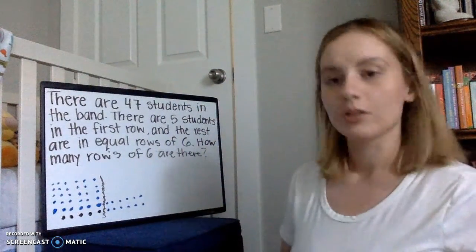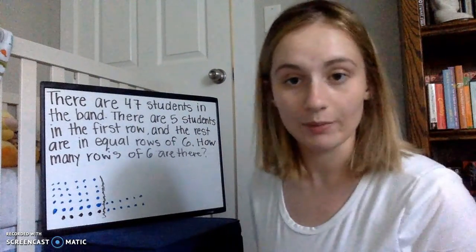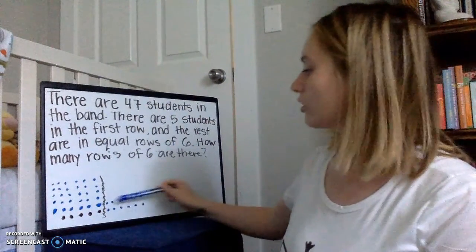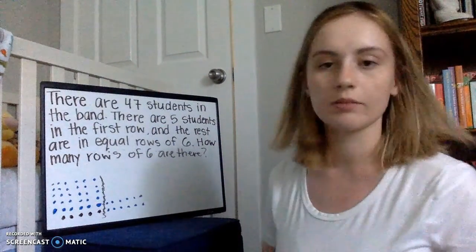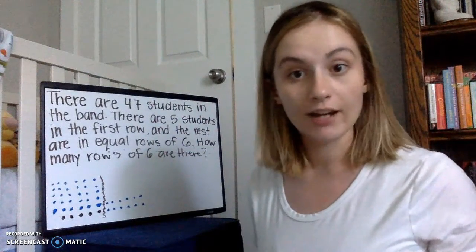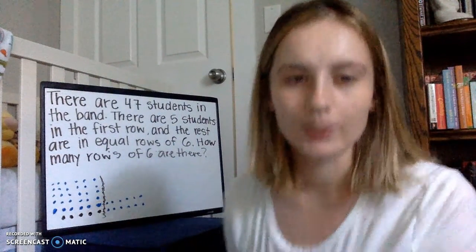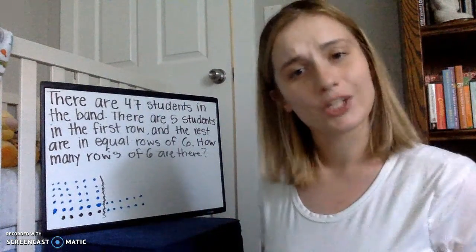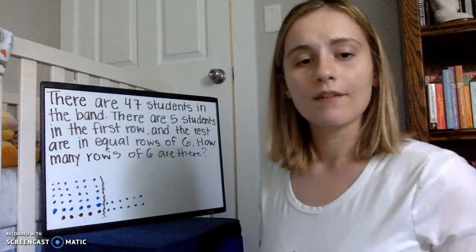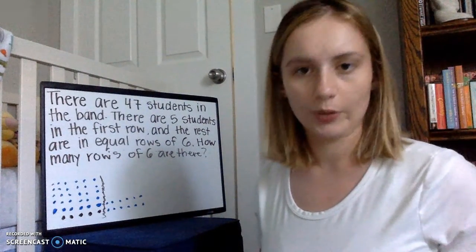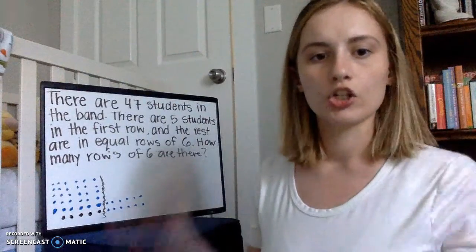All right. So now I can find the answer really easy with my picture. I can just count and see there's 1, 2, 3, 4, 5, 6, 7 rows. So I know my answer is 7, right? But this lesson's all about writing the equation. So let's do that. We just have to think about what we did and turn it into an equation. First, we started out with 47 students. So there were 47 students in the band total.